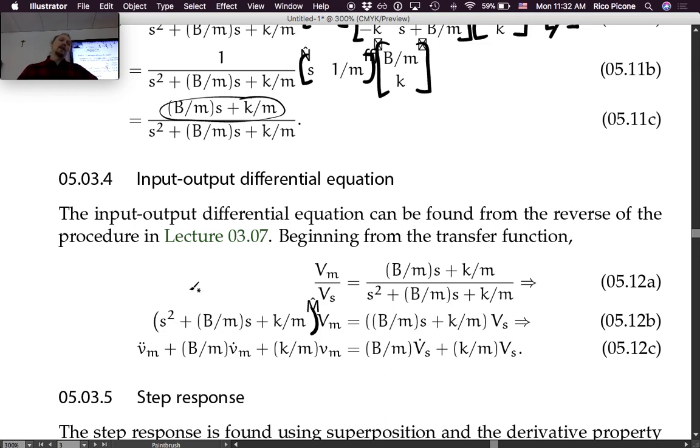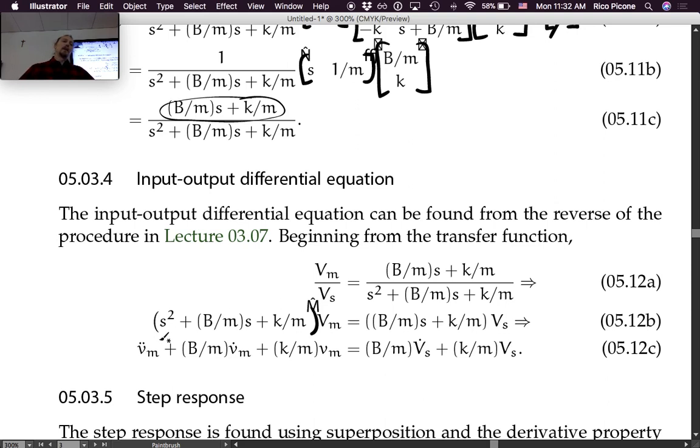Or, as we're going to do, we can recognize that there's going to be a Vm in each term. The s squared Vm, in the time domain, the inverse Laplace transform of that would be Vm double dot, the second time derivative of Vm. The second term, b over m s: the b over m is just a constant, it stays out there. The s, if you took s Vm and took the inverse Laplace transform, you would get Vm dot.